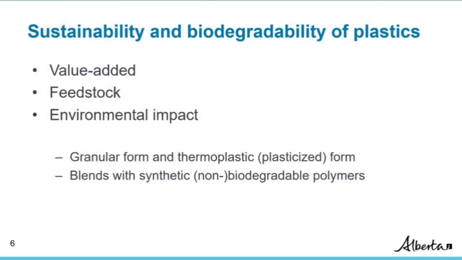We can use starch as an ingredient of bioplastic in two forms. Granule form, like powder directly blended with polymer. And we also can plasticize starch itself to make thermoplastic bioplastic.